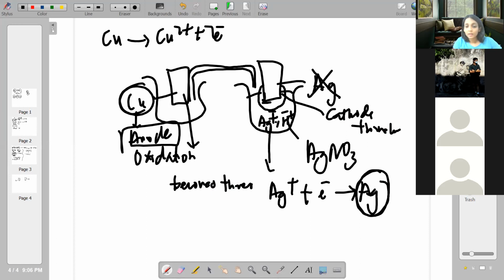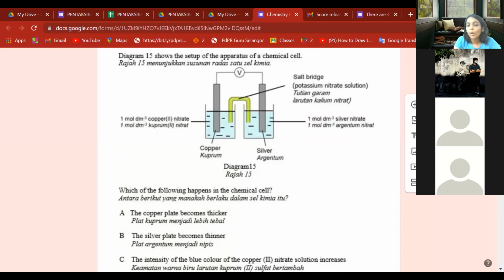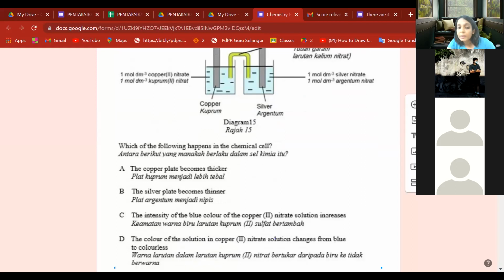This is a bit of a hard question, yeah? It's hard to teach very fast because I'm rushing for time. So look at point A. They tell me copper will become thicker. Is copper becoming thicker? What did I say just now? Thinner. So A is out. They tell me B, my silver becomes thinner. Is that right? No, my silver is becoming thicker.